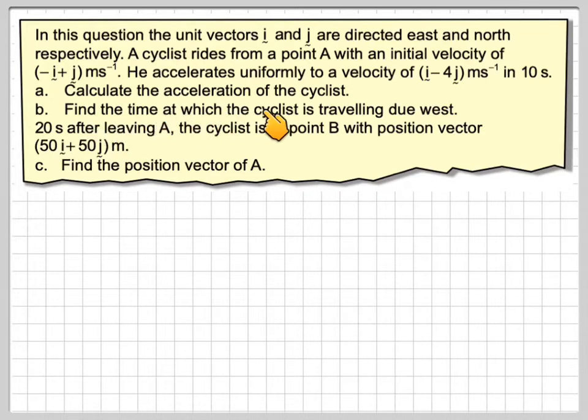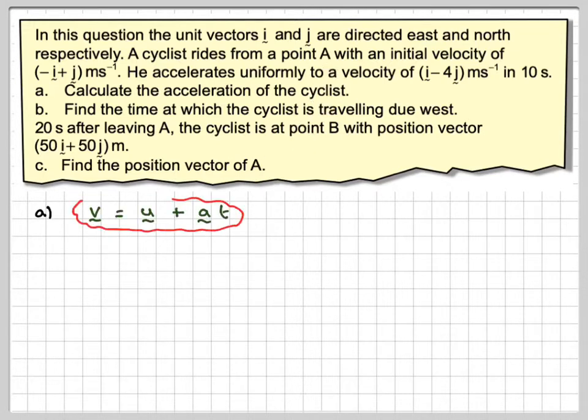A. Calculate the acceleration of the cyclist. B. Find the time in which the cyclist is travelling due west. 20 seconds after leaving A, the cyclist is at point B with position vector 50i + 50j meters. Find the position vector of A. So A is actually the starting point.